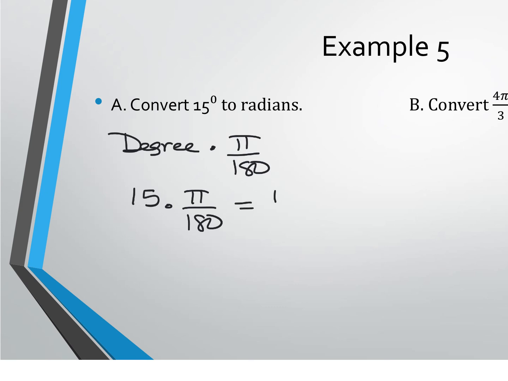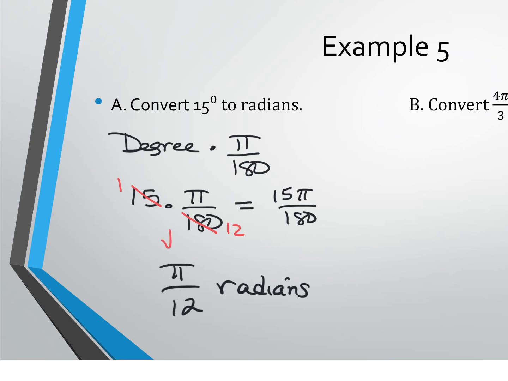So if you just multiply straight across, you would get 15 pi over 180. But I want a simplified fraction. I can divide both 15 and 180 by 15, and this is going to reduce to pi over 12. So this I could cross simplify, make that a 1, make that a 12. And then it simplifies to pi over 12.